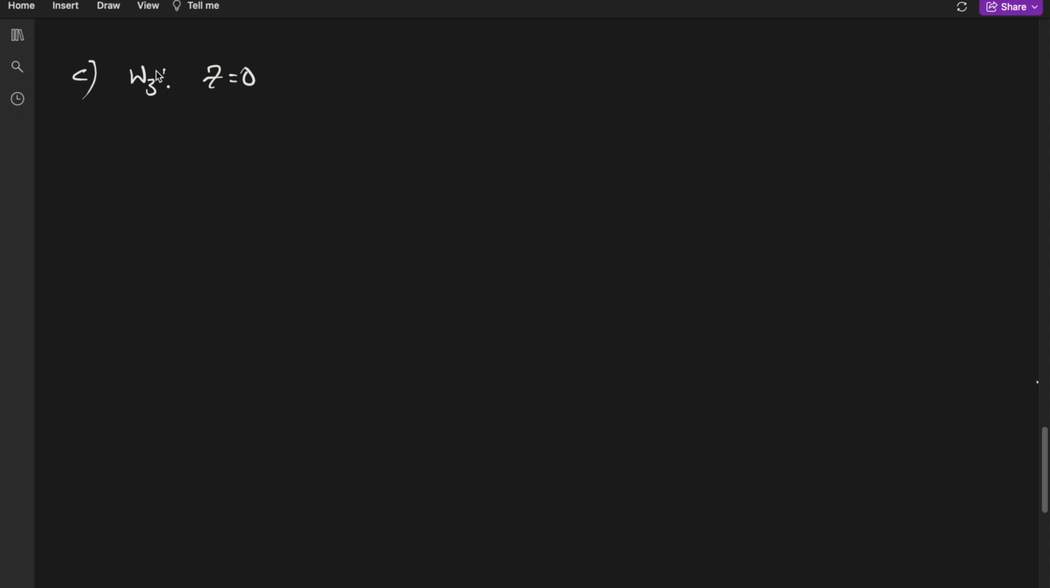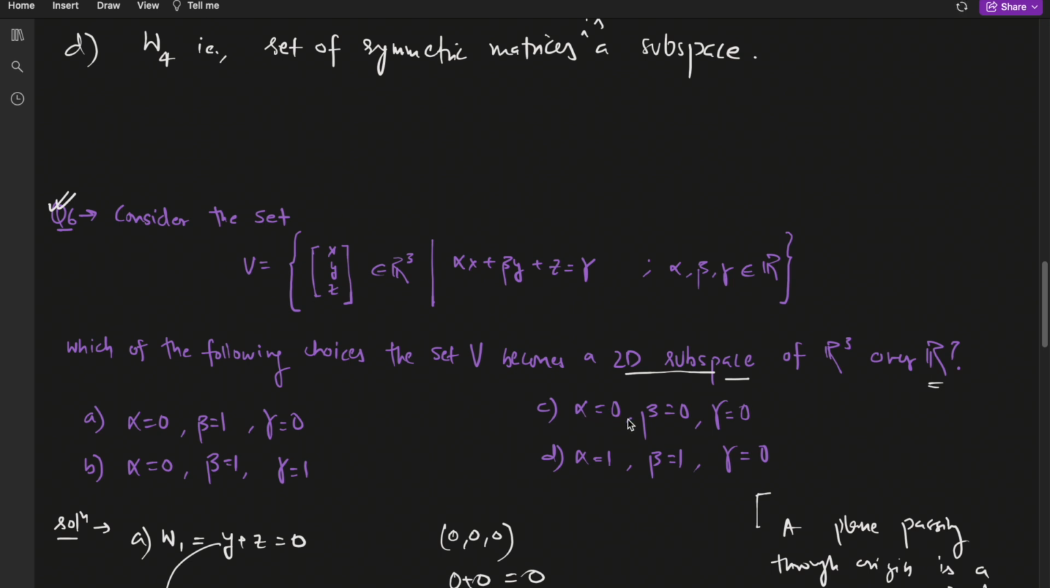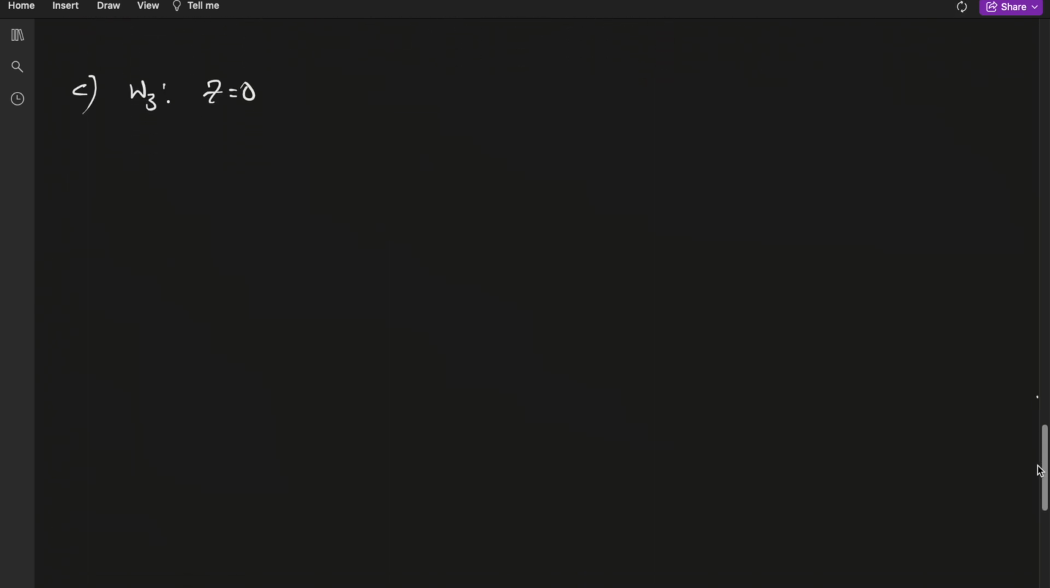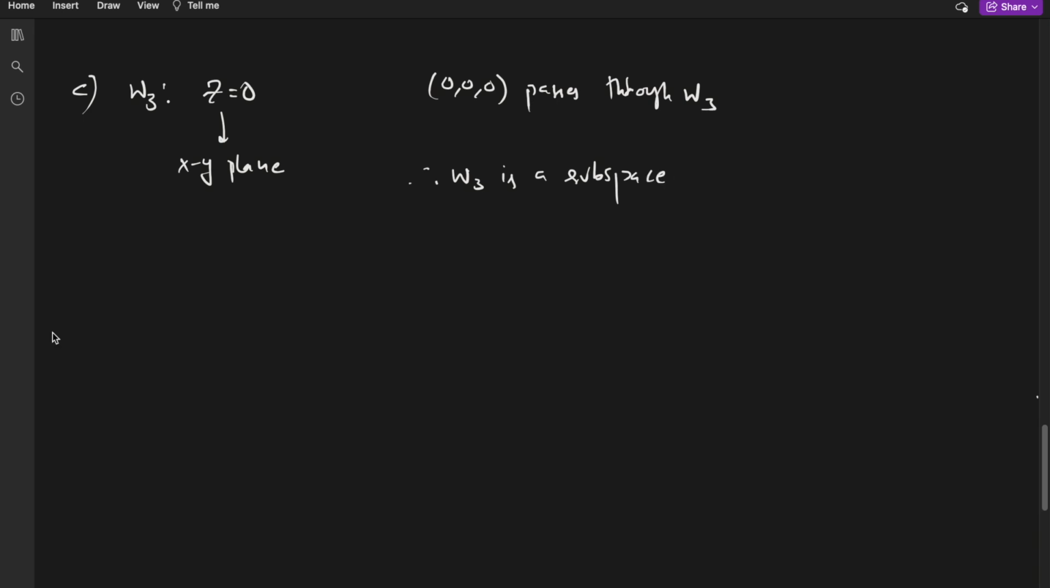Yeah, so the third subspace is z equal to 0. The third configuration is alpha 0, beta 0, gamma 0. So if you put alpha, beta, gamma as 0, you get z equal to 0. So what is z equal to 0? Z equal to 0 is nothing but the xy plane, right? And it is a plane passing through the origin. So you can even check that 0, 0, 0 passes through W3. So therefore W3 is a subspace. W3 is also a subspace.